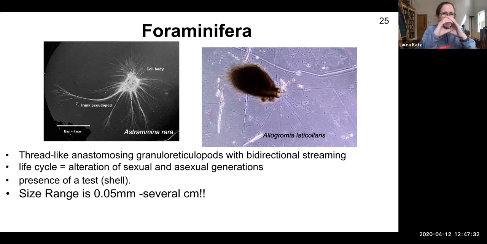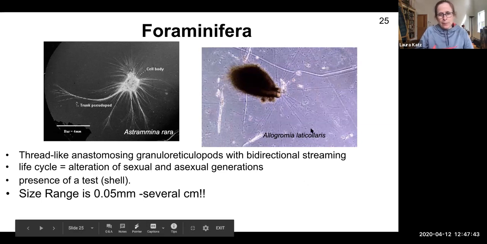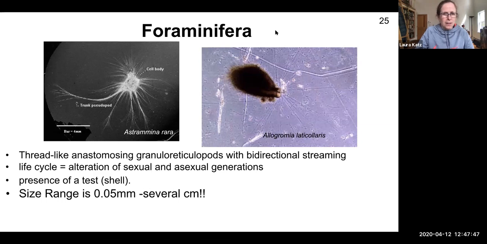And today the deep sea floor is covered with 2 or 3 inch wide forams, all one cell, and they're down there feeding on deep sea snow and other particles. In fact, we don't understand their ecology well.